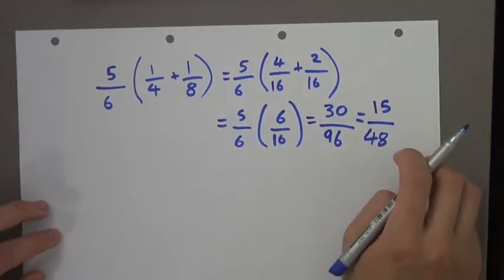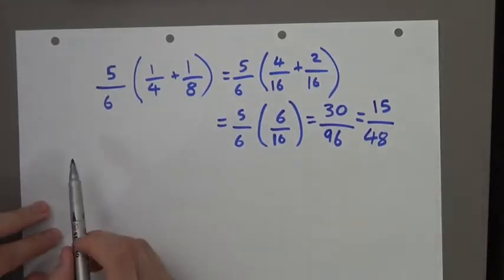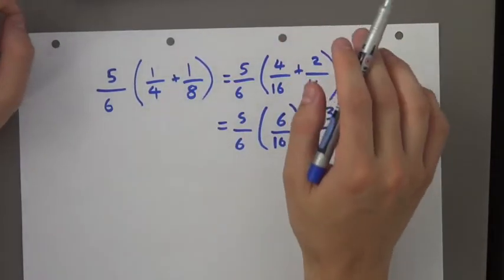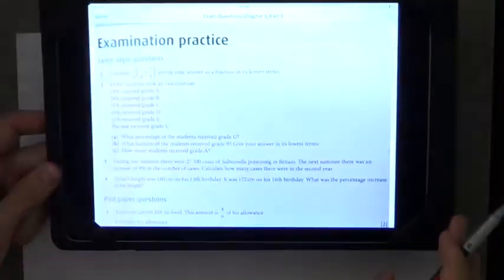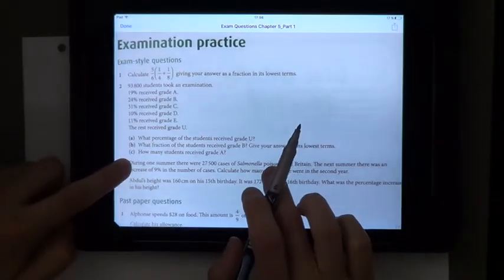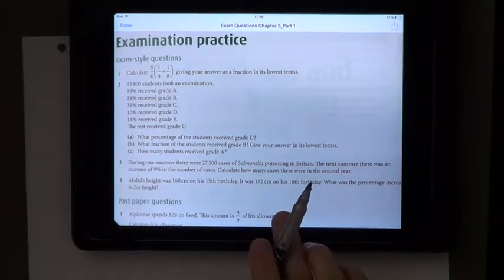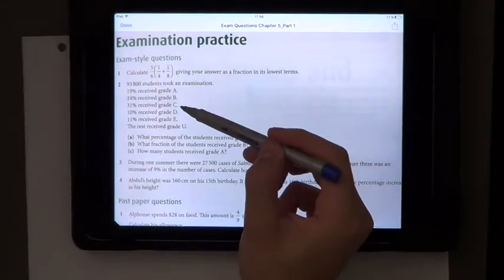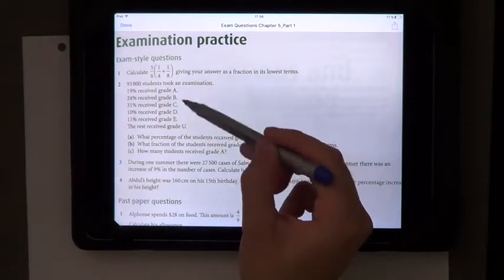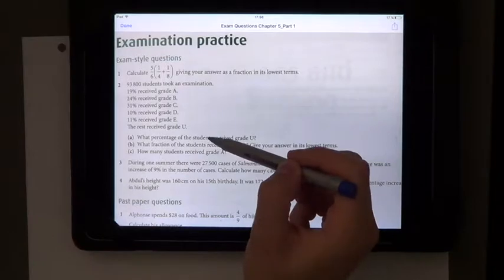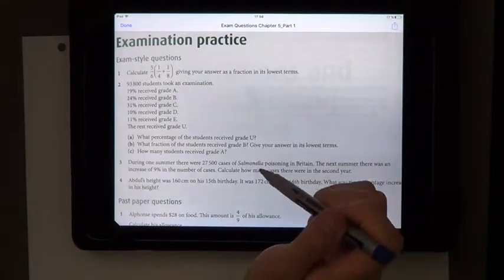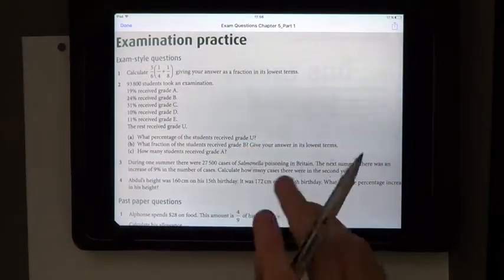Right, so what's the next question? Number 2. It says 93,800 students took an examination. 19% received grade A, and those are the percentages of the different grades. What percentage of the students received grade U? Okay, the rest received grade U.